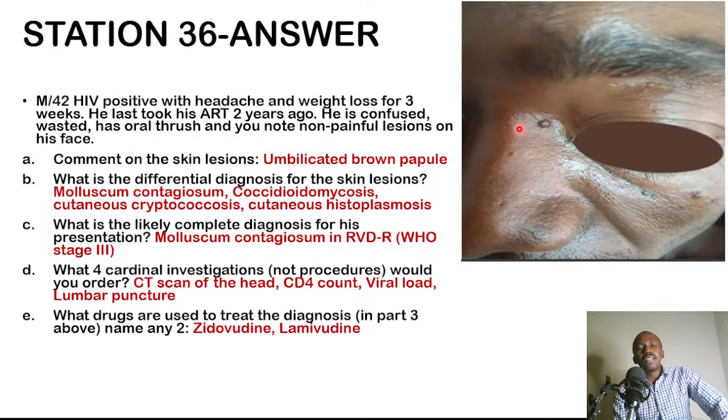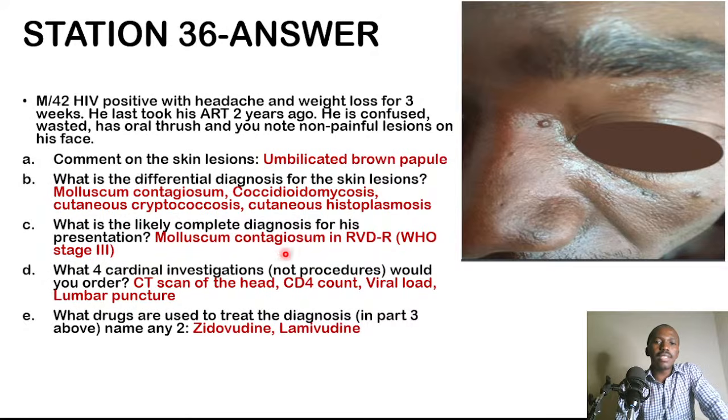So let's say you're marking 2 papers as an examiner. On one side, a student has just told you Molluscum Contagiosum. That's it, they're forgotten and they're okay with it. Another student tells you Molluscum Contagiosum in a retroviral disease patient, WHO stage 3, because this patient is wasted and they have oral thrush. Oral thrush is a stage 3 condition. Who are you going to give more marks? This one who just said Molluscum Contagiosum and forgot, or this one who gives you the full diagnosis? So you should always strive to have a full diagnosis when you look at your patient. Look at something that covers everything that the patient has.